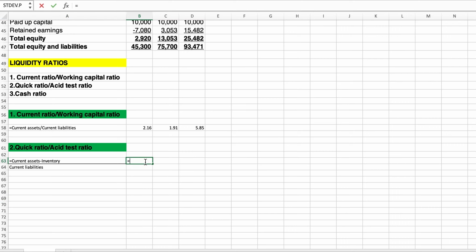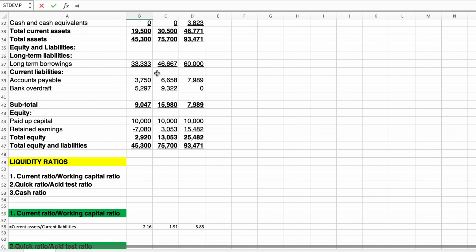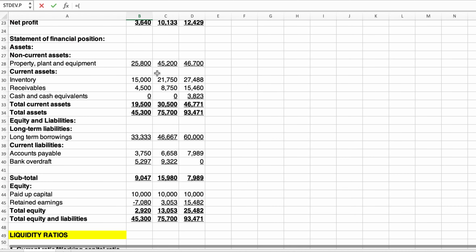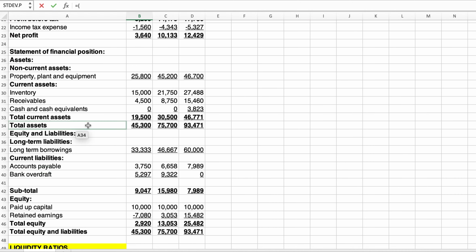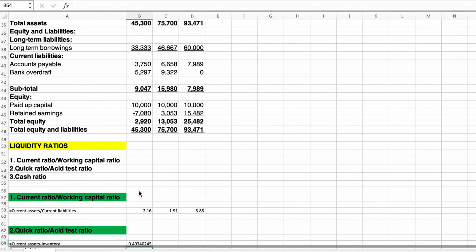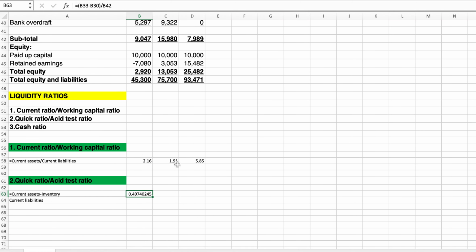So in our question here, our total current assets, which is here, you less the inventory, which is here, then you divide by the total current liabilities, and you have your answer there.